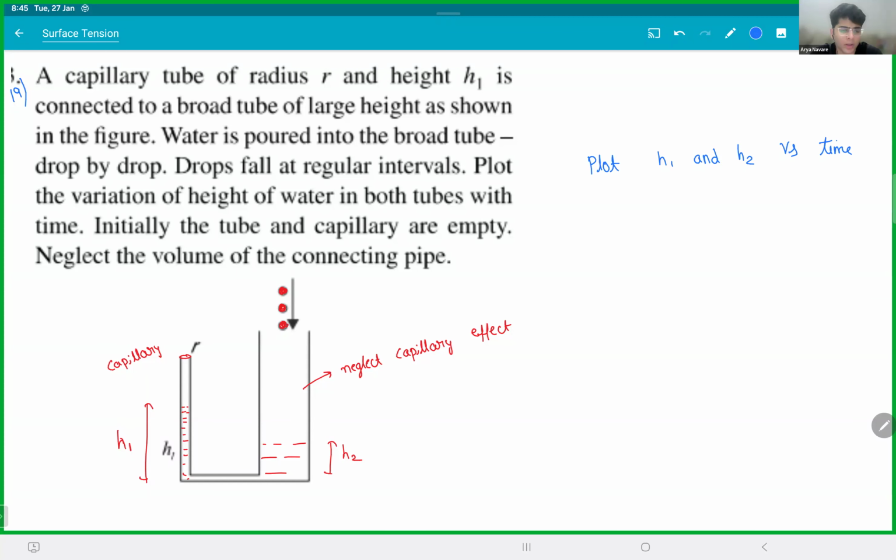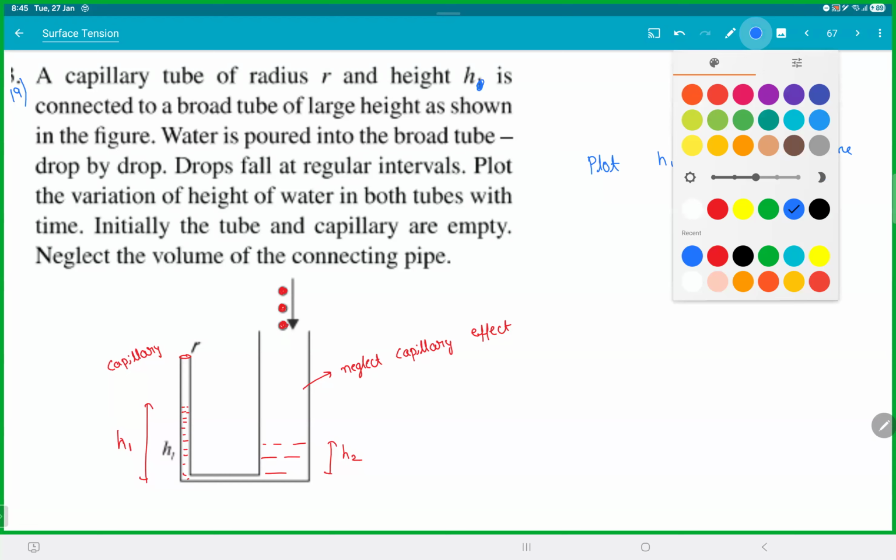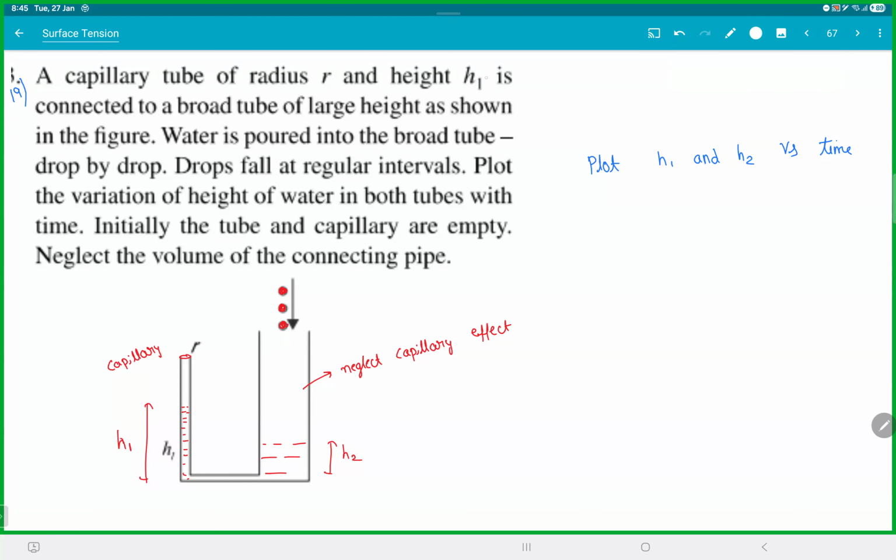Sir, is h1 the height of the capillary or the height of the water level? Height of the water, not the height of the capillary. Sir, I drew it because, look at the picture. In the question, the first line says capillary tube of height h1. Ignore that, it doesn't matter. Okay, sir. Just take h.